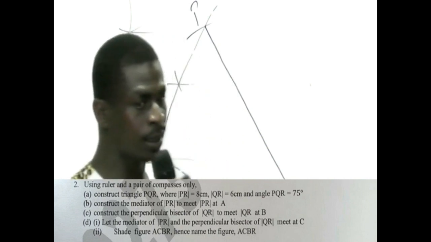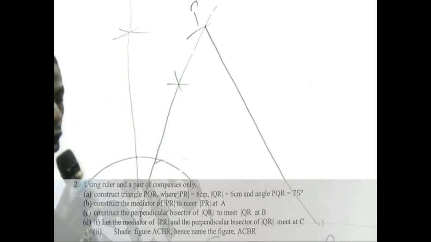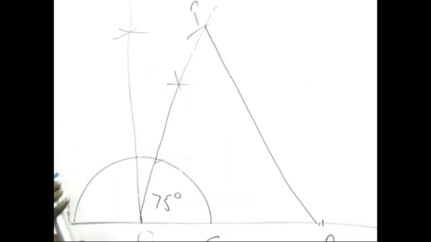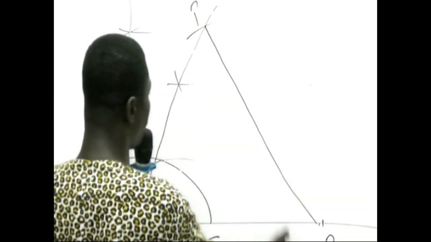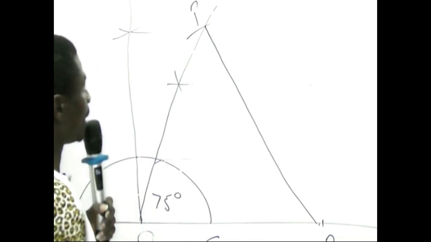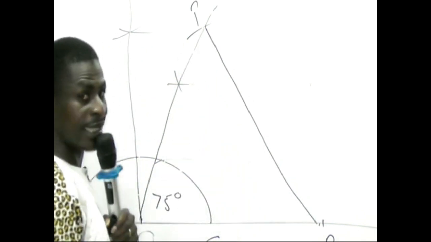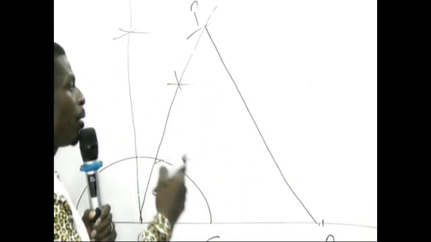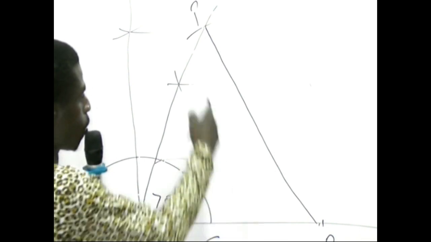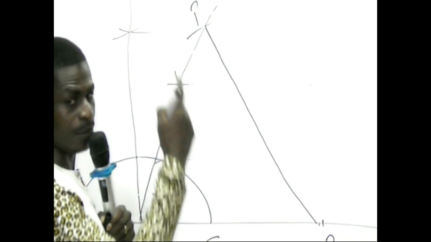The mediator of PR simply means, draw the perpendicular bisector of PR. In other words, divide line PR into 2 equal parts. And to do that, you simply stand at any of the points, either P or R. Then you open your compass to more than half of the length of PR and inscribe a circle below and above.